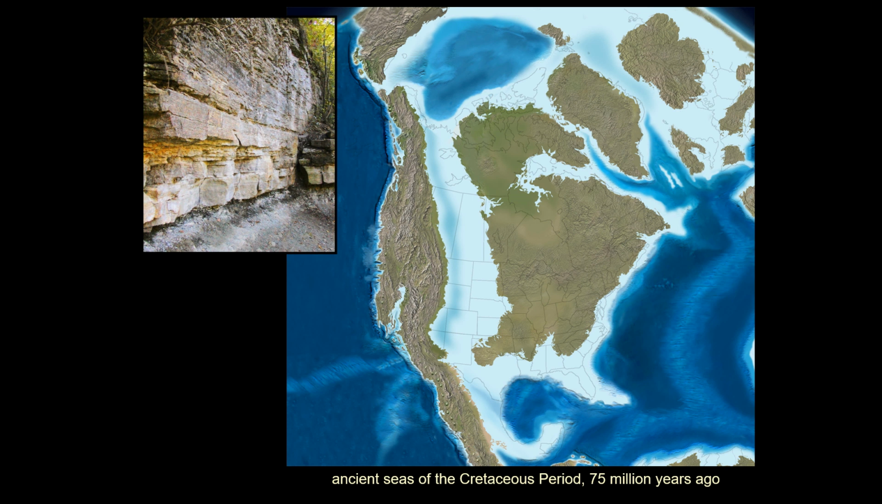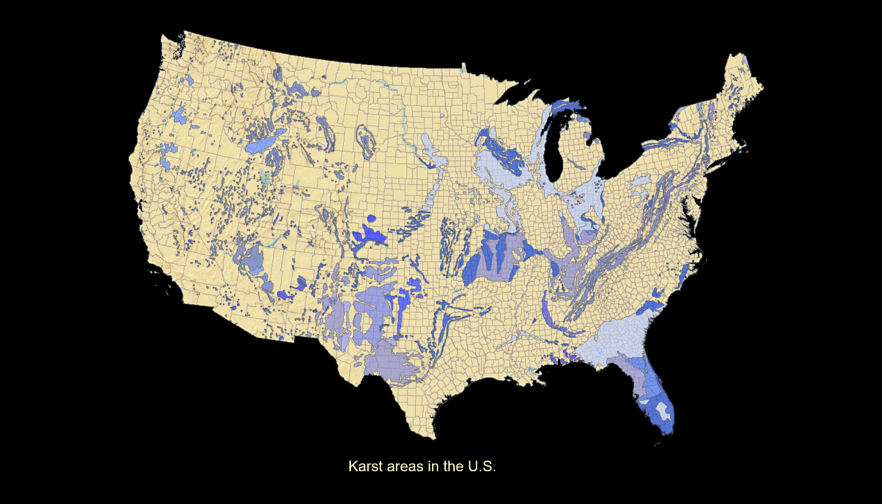Then later, uplifting brought that rock upward, and it was exposed. Today, you can find it in various places in the U.S. in the form of limestone. Here's some of that limestone that's found in the U.S. today. We see much of Florida is covered by limestone, but also parts of Texas and the Missouri Ozarks. Elsewhere in the U.S. we have lots of places where there are limestone deposits and karst areas.